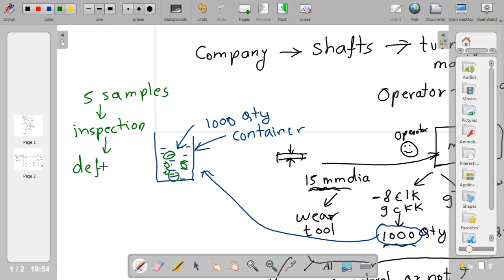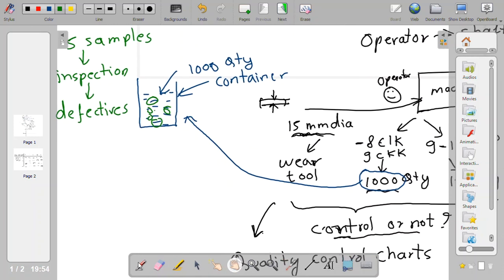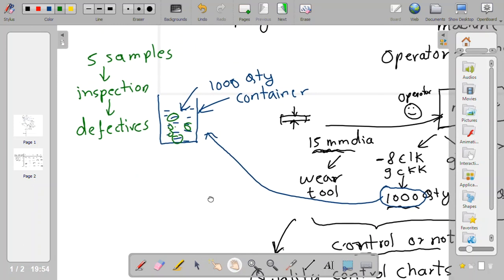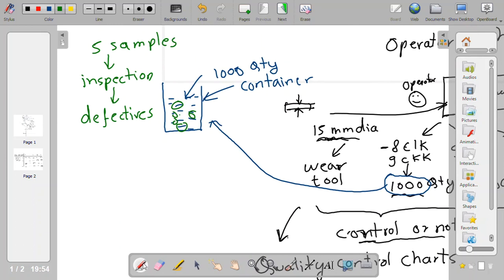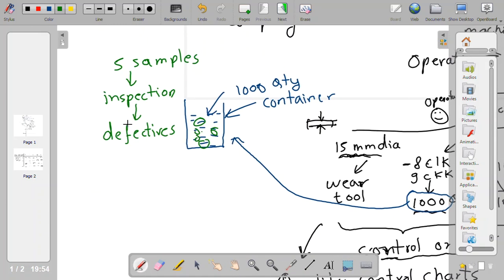He checks whether the diameter is correct, and from this he will find out the defectives. How many defective samples are there? In order to select defective samples, he will inspect the diameter of each shaft.